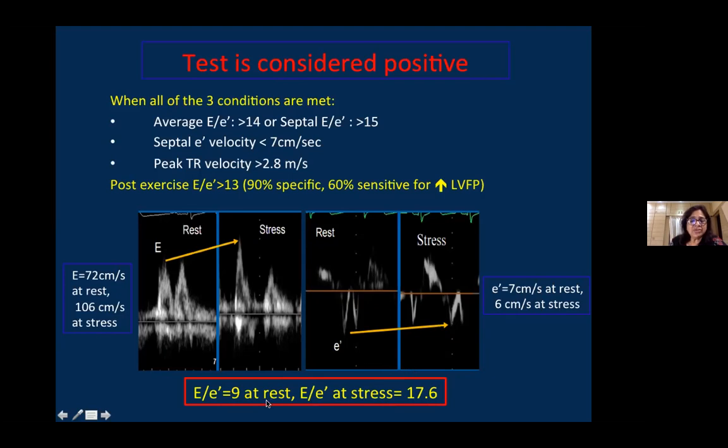Though at rest LV filling pressure is normal, with exercise these patients' LV filling pressure rises, which is elicited by doing the diastolic stress test, and we see that E by E prime is increased to 17.6, which is quite high, more than 14. So the LV filling pressure is high in this case. So this patient is basically in the HFpEF group.